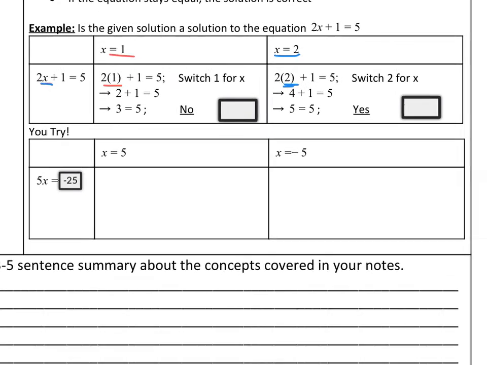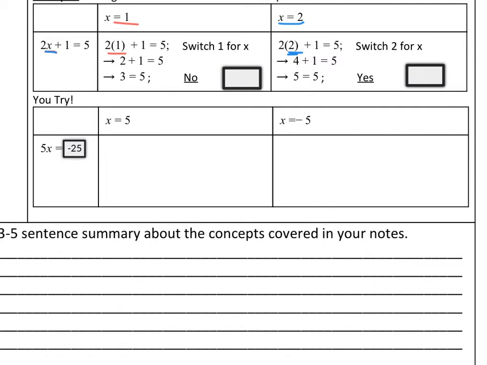Try these two down here on your own. And I made a quick change here. Your equation should be 5x equals negative 25. And you're checking the solutions x equals 5 and x equals negative 5. See if either of those work for this equation.